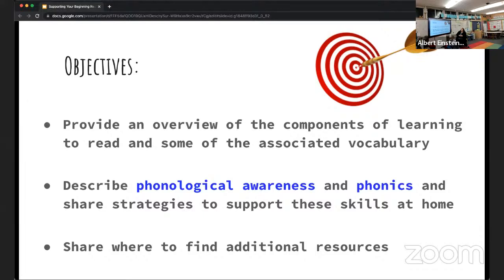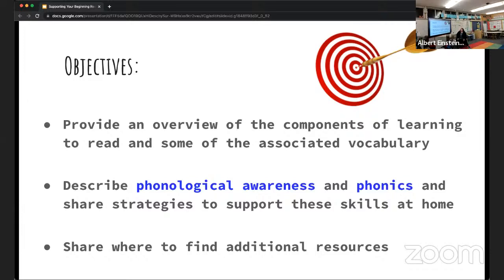I want to describe to you two parts of learning to read. One of them is called phonological awareness, and we'll talk more about that. The other one is phonics. And I want to give you some strategies for things that you can do at home to build those skills for your children. And then lastly, I want to tell you where you can find some additional resources or what to do if you have questions and you're not sure what to do or where to go.